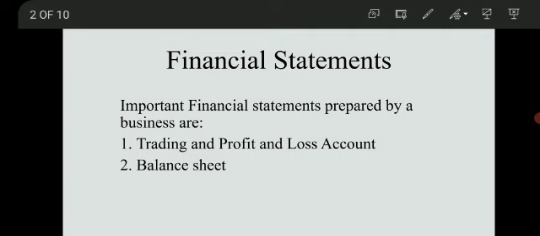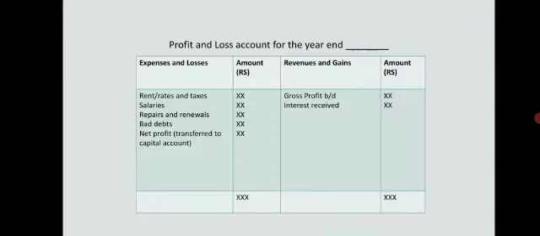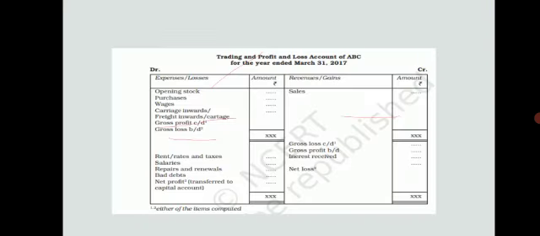So in the class we have seen, in the process of accounting, the accounting information is used by different users. We call them users of accounting information. Different accounting users use accounting information differently. So to satisfy each user, the business firm prepares three financial statements: trading account, profit and loss account, and balance sheet. So we'll see the format first of trading account and profit and loss account.